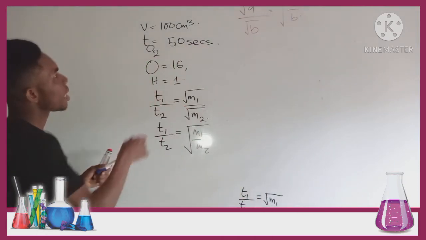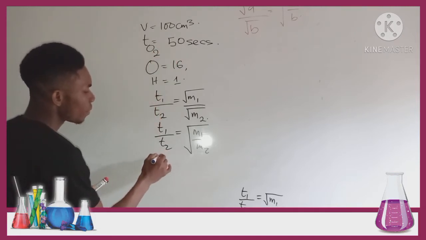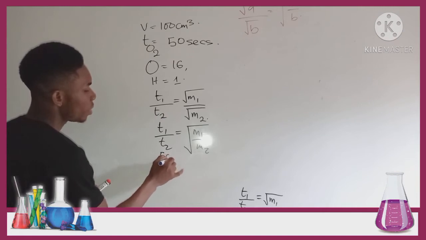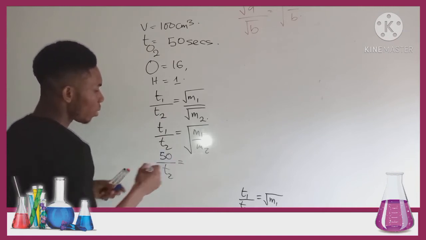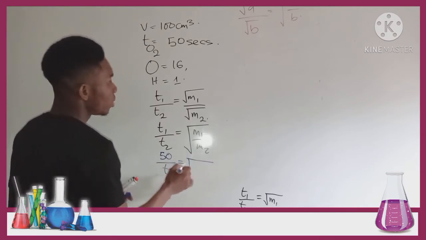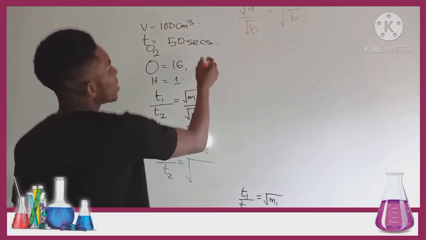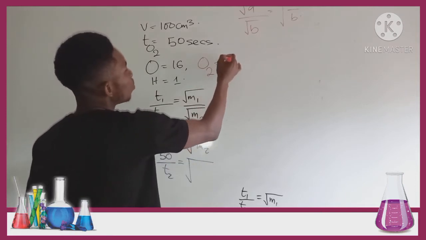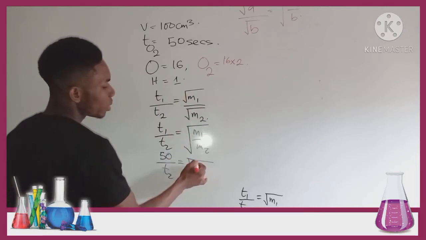Now, in this case, our t1 is for oxygen. So we have 50 divided by t2, which is what we are looking for, all over the mass of oxygen, which is 16. But we have oxygen gas. For oxygen gas, you have it as O2, which is 16 times 2. So the molar mass will be what?